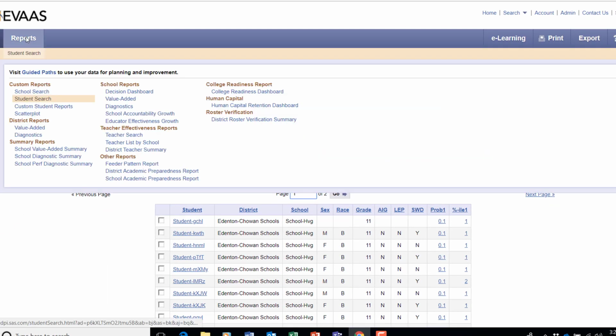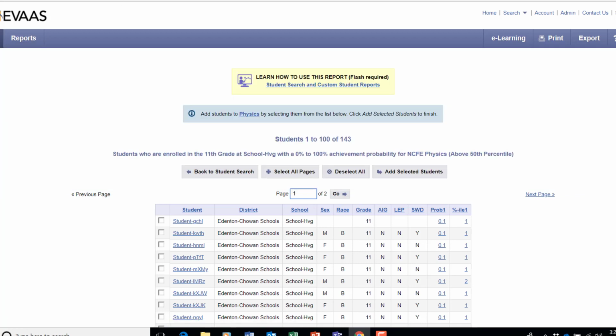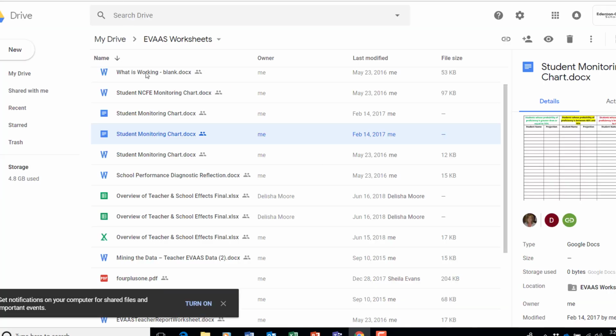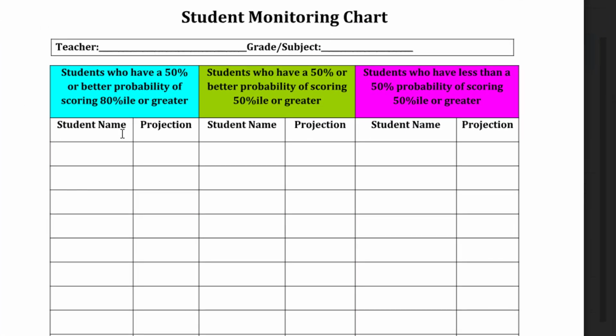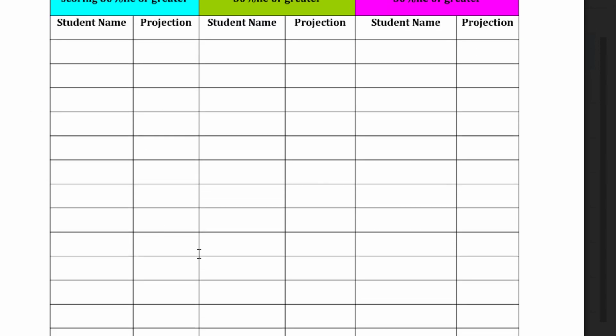So that's how you can use the custom student report. And again, you can create a monitoring chart that's specific to an NCFE. This would be an example of what one might look like, where you can write down the student's name and projection for having a 50% or better probability of scoring 80 percentile or greater, students who have a 50% or better probability of scoring 50 percentile or greater, and students who have less than a 50% probability of scoring a 50 percentile or greater. So you can kind of get that same idea.